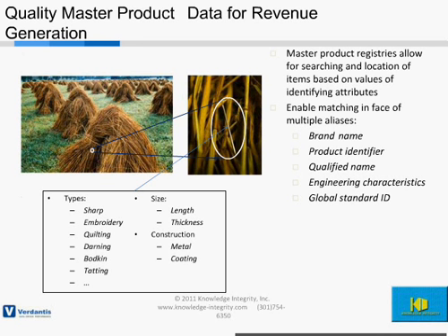So instead of talking about it being a needle in a haystack, I often say that you're trying to help your potential customers find a needle in a field full of needle stacks by having the best descriptive information. And so a master product registry is going to allow you to optimize the searching and location of those items based on the numerous identifying attributes that are relevant. Even if you look at needles, there are all sorts of different kinds: a sharp needle, embroidery needle, quilting needle, darning needle, bodkin needle, tatting needle.